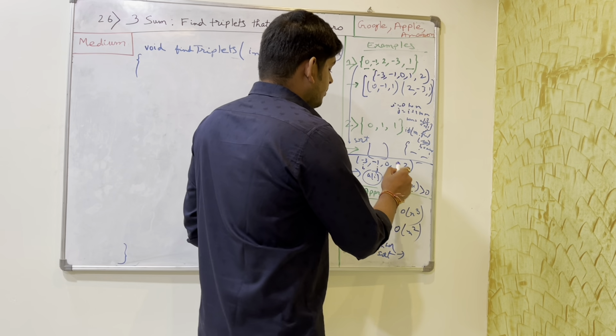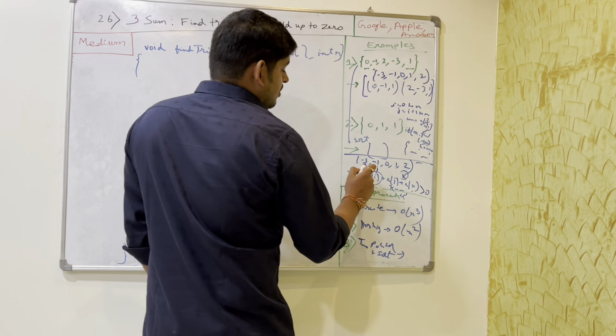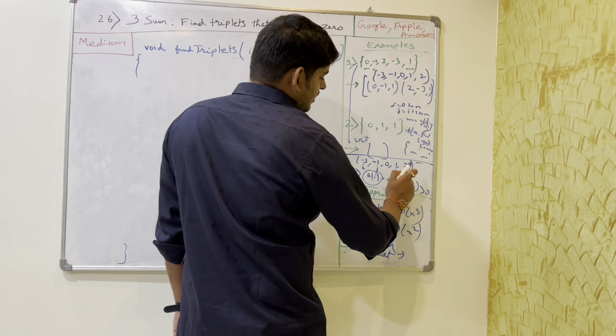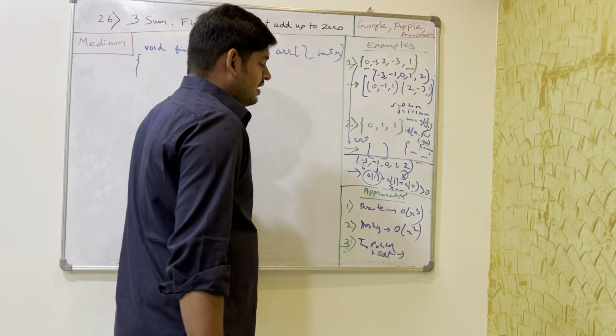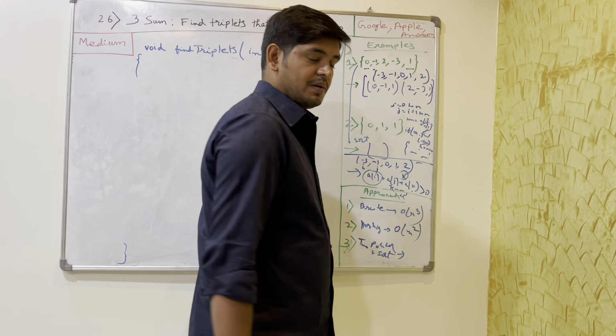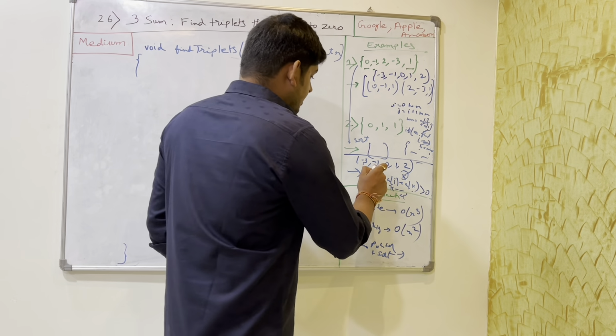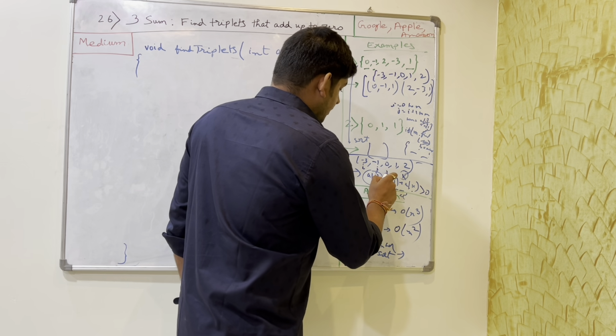Let's try to use this technique for this example. So i is fixed as minus 3. We have minus 1 and 2. So minus 3 minus 1 is minus 4. Minus 4 plus 2 is minus 2. So that is less than 0, so we need to increase j. So j moves over here.